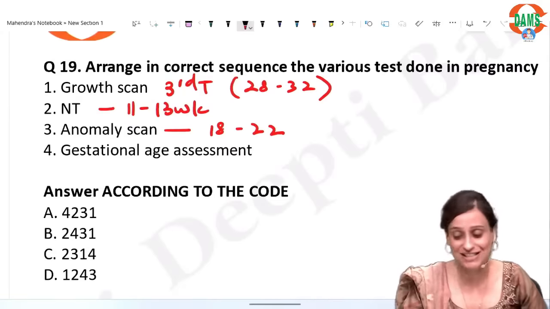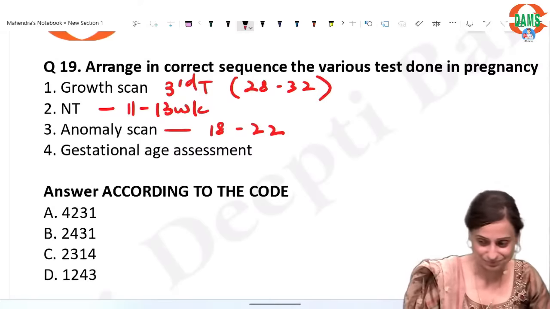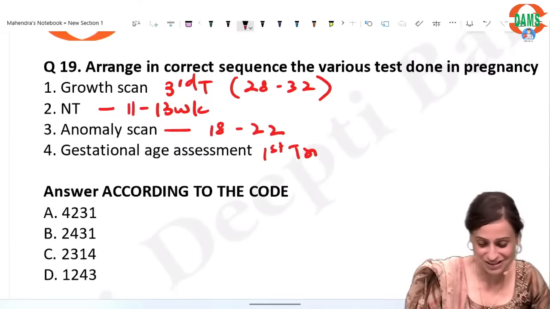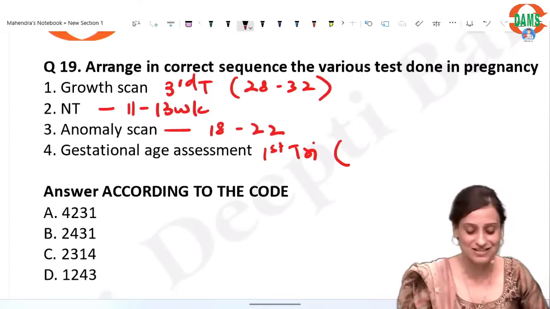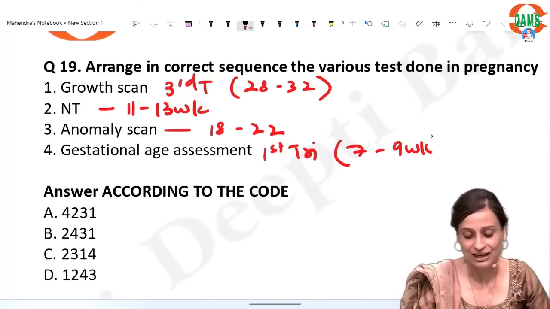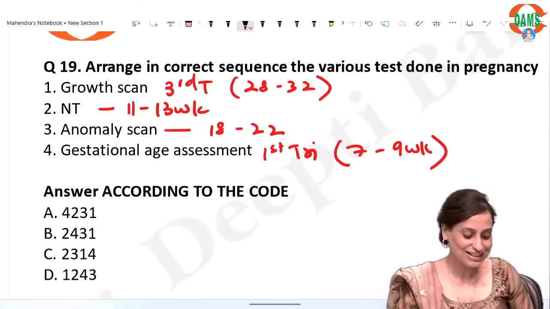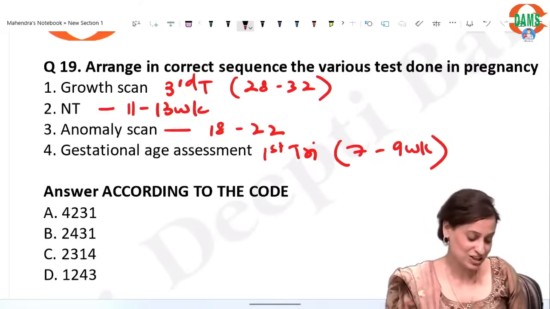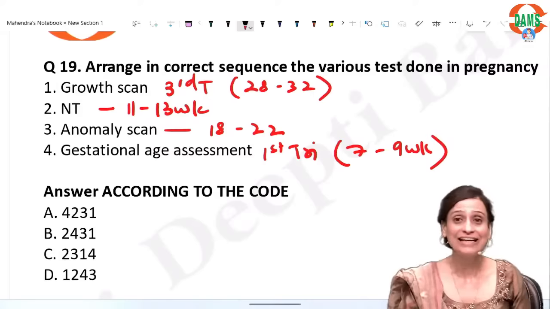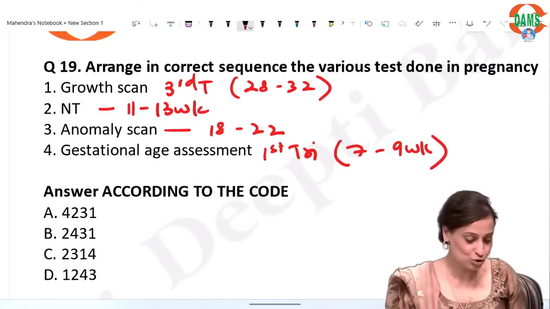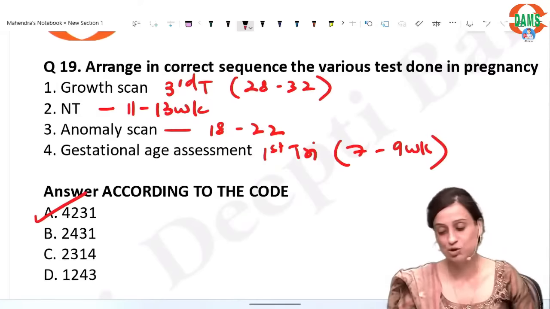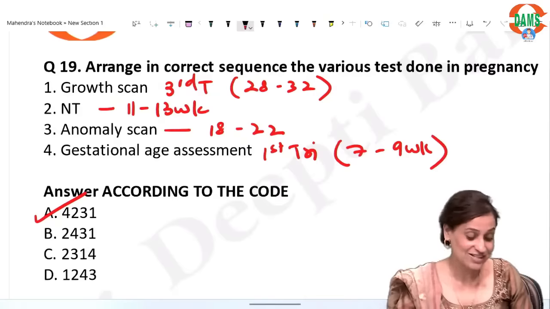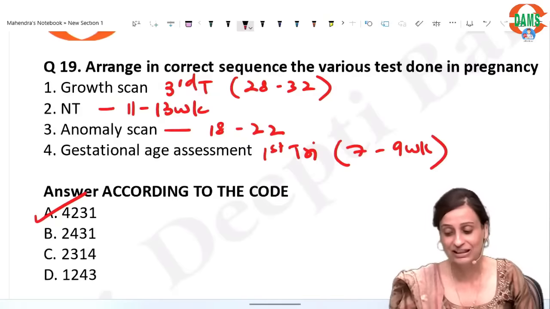What about gestational age assessment? First trimester, and there the best answer is 7 to 9 weeks, which means what comes first? 4, right? So gestational age assessment comes first, then comes NT scan, which is 2, and there is only one option with that. So the answer is 4, 2, 3, 1.